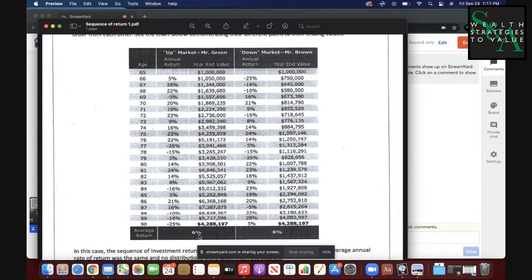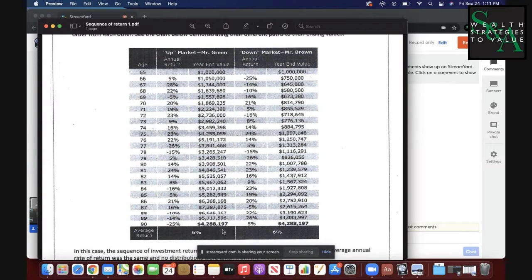Now, what we did with Mr. Brown was we simply took these rates of returns and we reversed them. We just totally flipped them upside down. So Mr. Brown starts out at negative 25, negative 14, negative 10. So this is why we have a down market start. Now watch what happens to Mr. Brown. Same $1 million, right? We flipped it over all the way down 25 years, 4,288,197. Now you might think, why? Well, it's very simple because the average return was 6%.